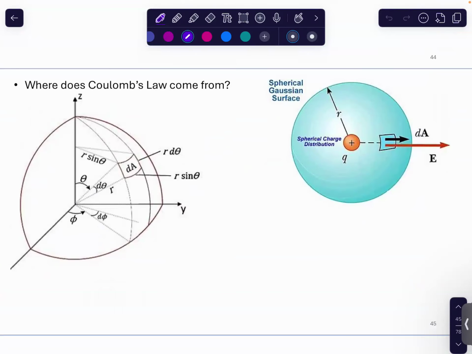All righty. So the question is, where does Coulomb's law come from? Well, where'd he get it from? How?